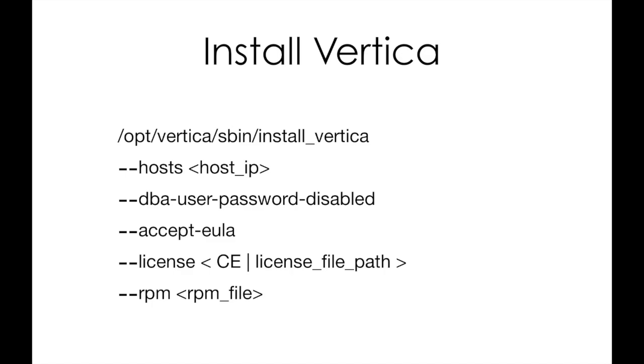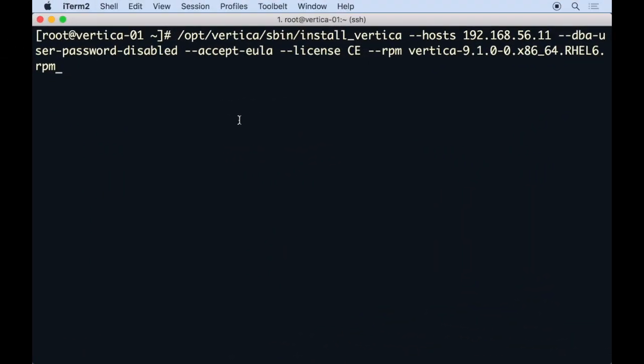Accept EULA, the end user license agreement. You can do that later, I just find it's easier to do in the command line. You're going to specify the license, in this case Community Edition. If you have purchased a license from Vertica, you will need to put the license path. And then finally we're going to specify the RPM. Okay, there's the command. Let's go ahead and run it.